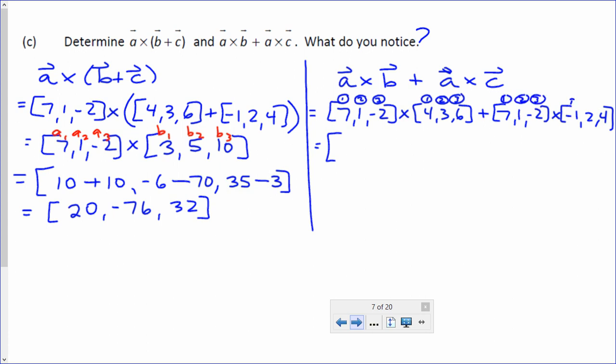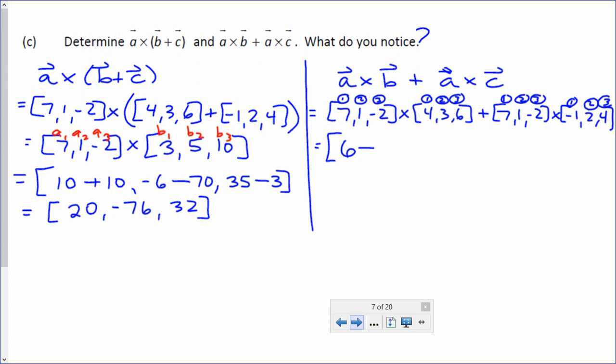You may not need to do this, it's up to you. Okay. So A2, B3, the first number in this bracket is A2, B3. A2 is 1, B3 is 6. 1 times 6 is 6.